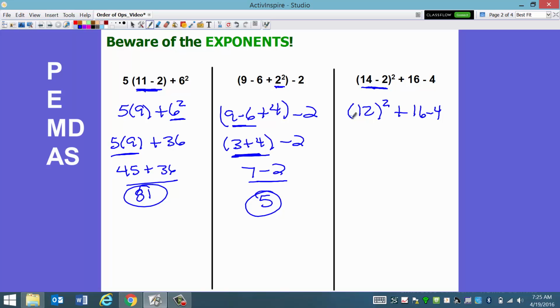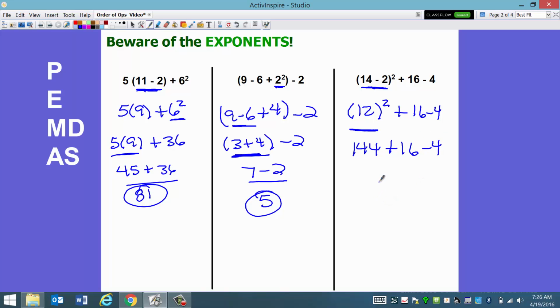Okay, there are no longer any operations inside the parentheses, so I move on to my exponents, which means now is when I can square. And I square what's inside the parentheses, the 12. So 12 squared means 12 times 12, which is 144. I bring down the plus 16 minus 4.